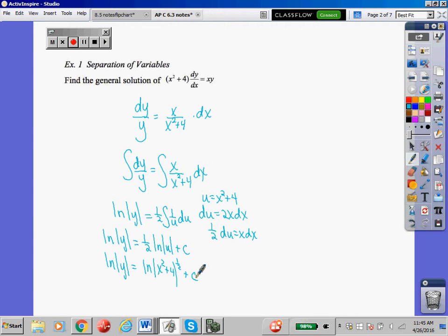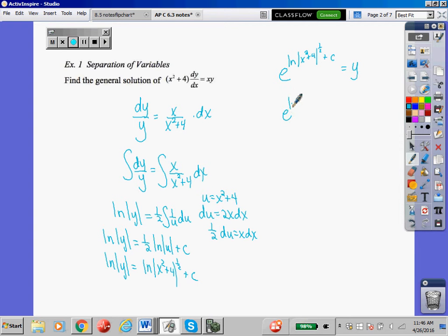Okay. All right, now I'm ready to solve this one, and this is where it gets interesting. To solve a logarithmic equation, you need to go from logarithmic form to exponential form. So this is going to go e to the ln absolute value, x squared plus 4 power to the 1/2 plus c equals y. So this is a lot of really solid algebra work.